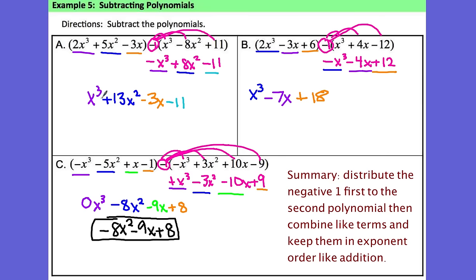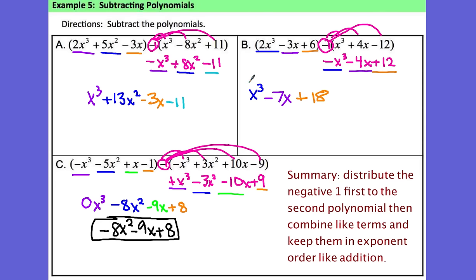In the example on B, the same way, we have to make sure we take that subtraction and multiply each by a negative, so that makes each of those their opposite, and then we combine like terms. So 2x to the 3rd minus 1x to the 3rd is 1x to the 3rd. Negative 3x minus 4x is negative 7x, and 6 plus 12 is 18. So we have a trinomial to the 3rd degree.